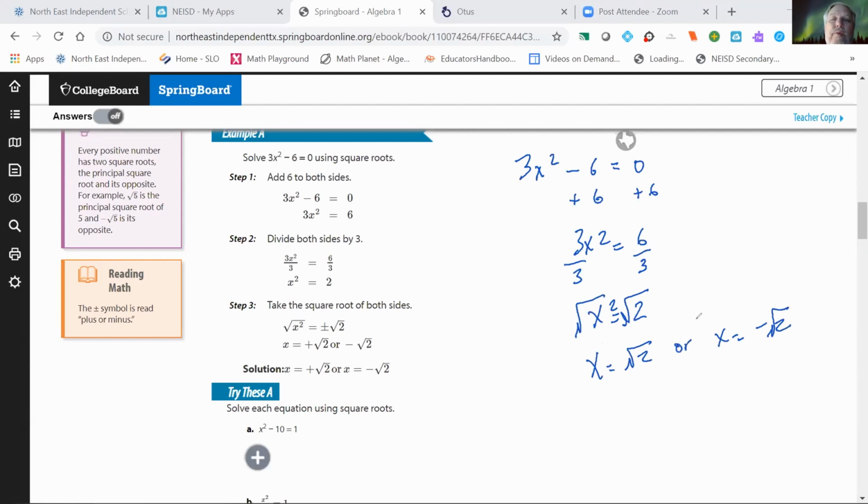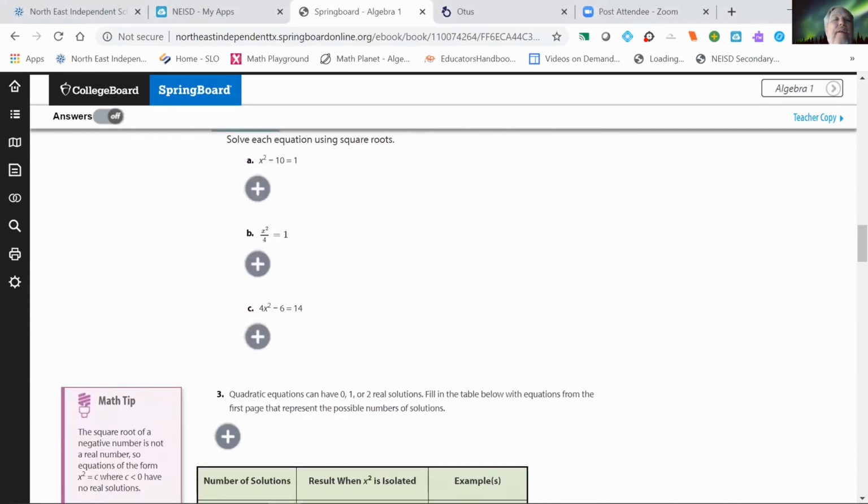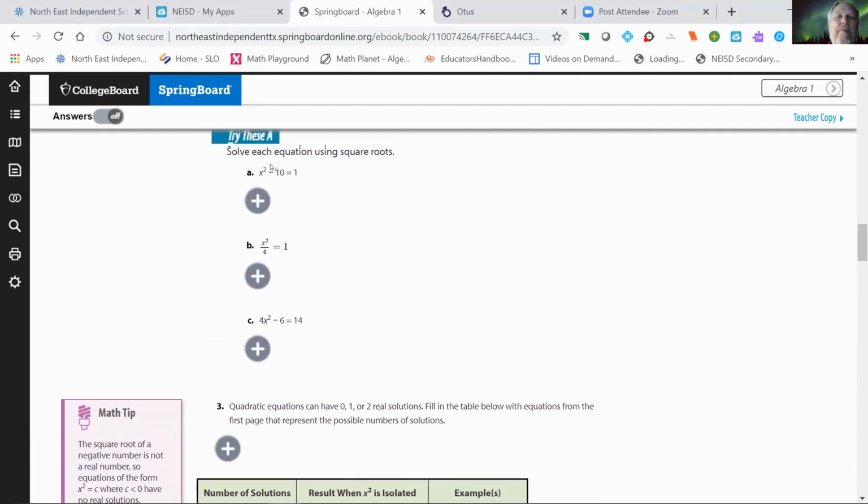Okay, so let's go ahead and do some of the try these. Try these A. It's asking us to solve each equation using square root. So we're using the square root method. We notice that we have a term with an x squared, but we do not have a term with just an x, so we can use the square root method. For the first one, we have x squared minus 10 equals 1. We're going to get x squared by itself, so we add 10 to both sides. So we get x squared is equal to 11.